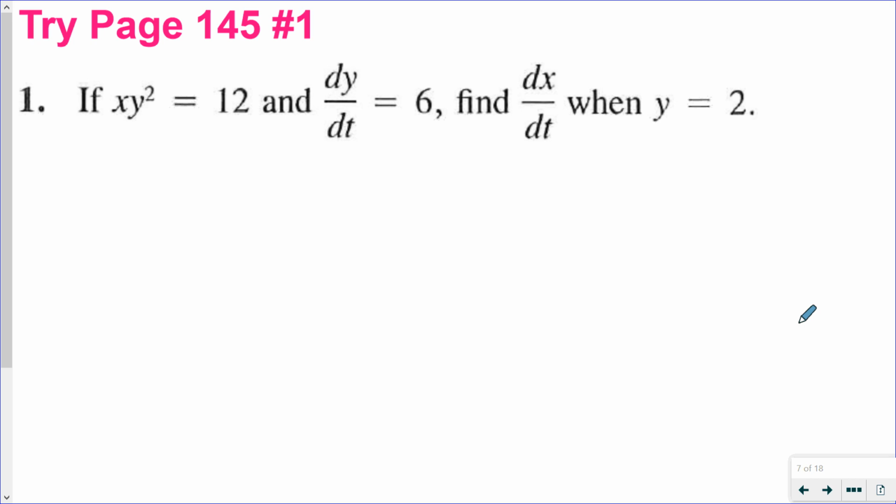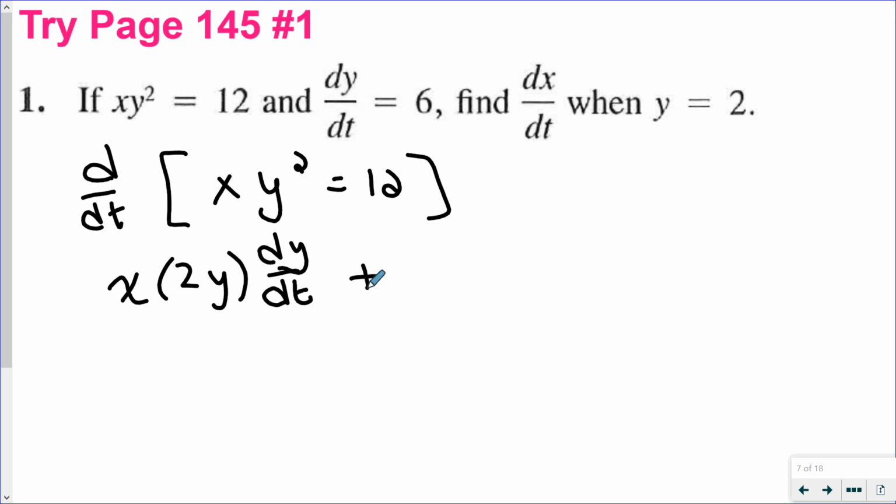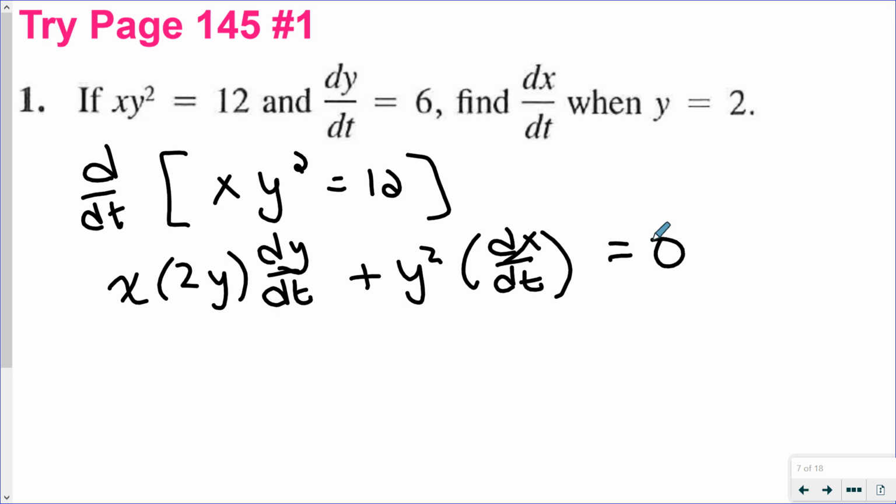So basically, we're taking the derivative with respect to time, but now we're solving for something specific given some values. So I'm going to take the derivative with respect to time of xy squared equals 12. Okay, derivative with respect to time. So again, this is a product. So I do 1 and then d2, derivative of y with respect to time. That's 1d2 plus 2y squared d1. And that's just dx by dt. And that will equal the derivative of a constant, which is 0.